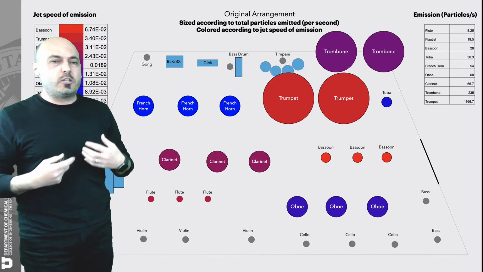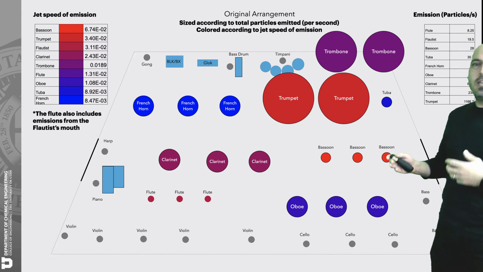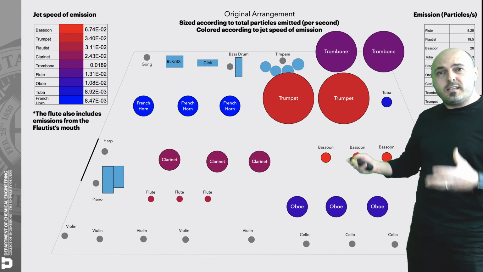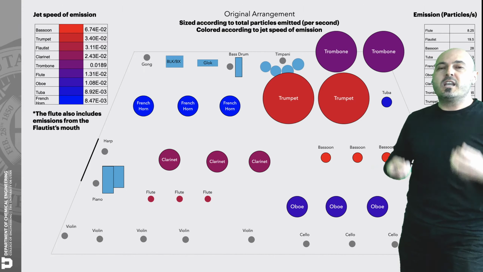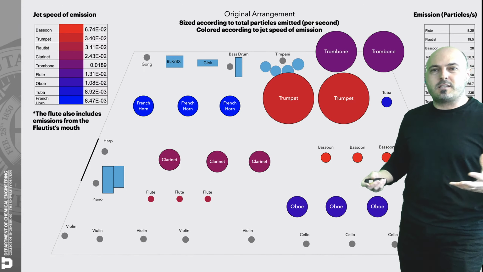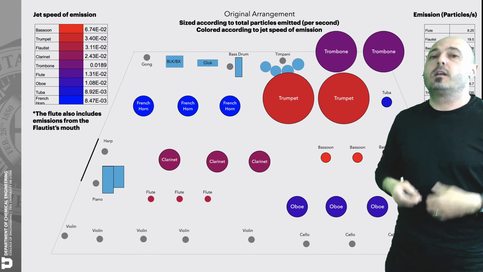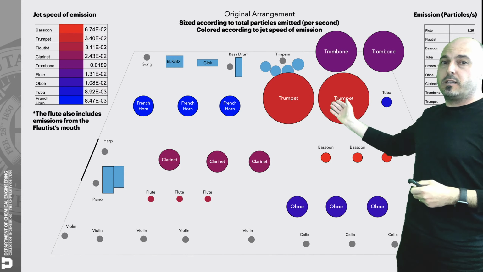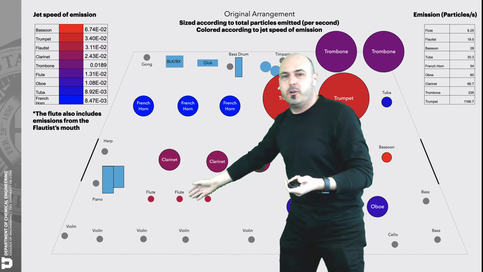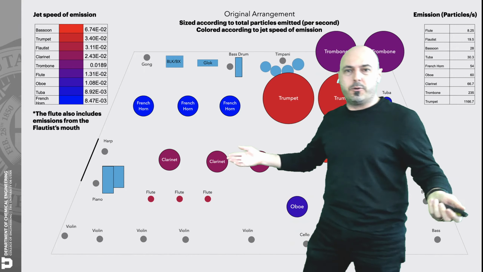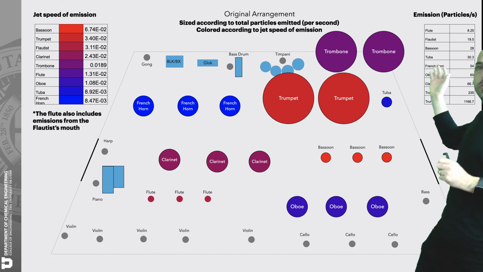Now, this is my interpretation of the arrangement. I'm going to step out of the frame a little bit. There are two things that you're looking at: size and color. The size corresponds to the concentration. The larger the size, the higher the concentration of aerosols that the instrument is emitting. For example, the trumpet is the largest. It is the super emitter over here. And then you go down to the flute, it is the least of all of those, right? Because the size is small. And the size is given by this table just behind me.